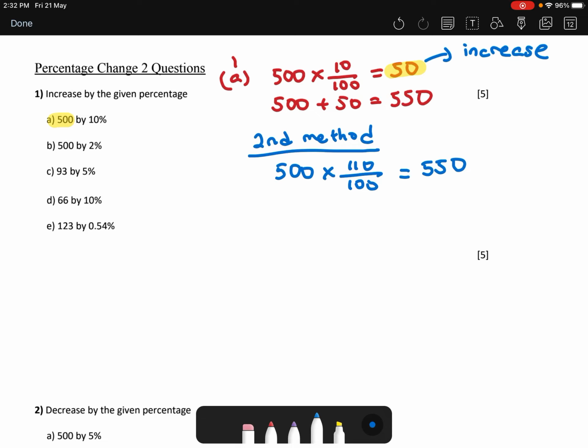Okay, part B. 500, I increase by 2%. So what should I get? I use the first method, just to put everyone on the same page. So 500 times 2 divided by 100, you should get 10. This 10 is my increase. So 500 plus 10, you should get 510.